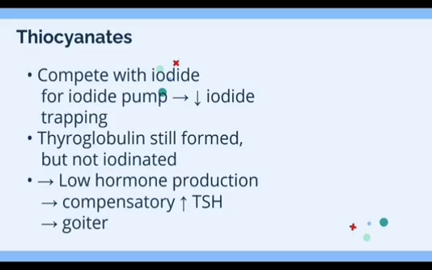Thiocyanate. This competes with iodide for the iodide pump, so it decreases iodide trapping. Thyroglobulin is still formed in this mechanism but not iodinated. So this leads to decreased hormone production. It leads to a compensatory increase of TSH, and it is used in goiters.